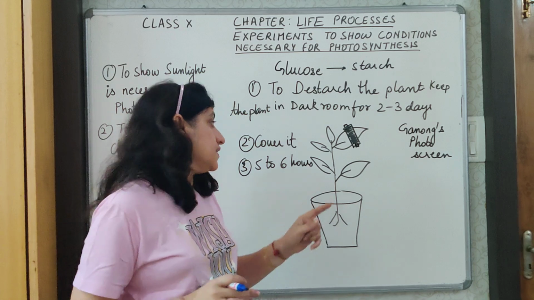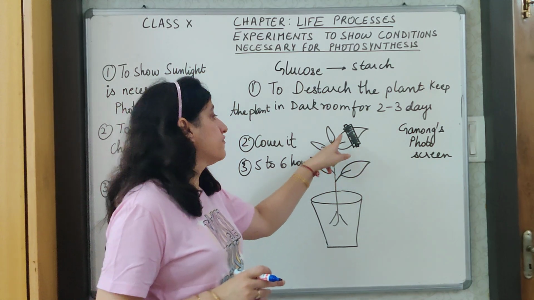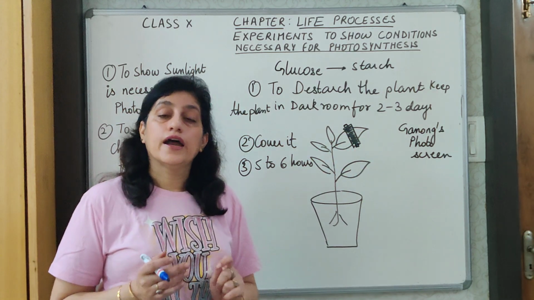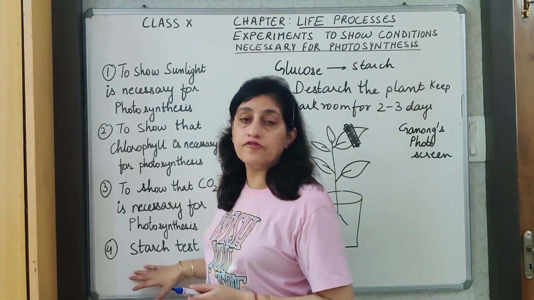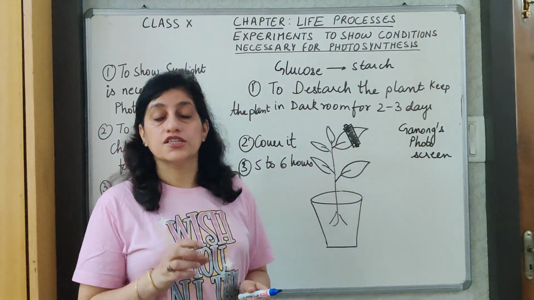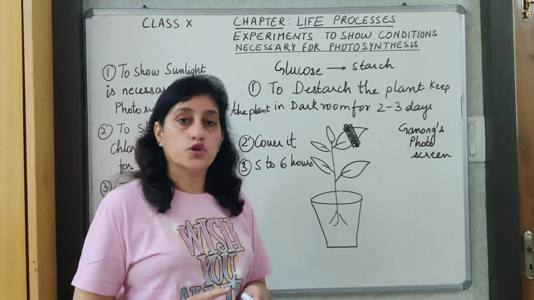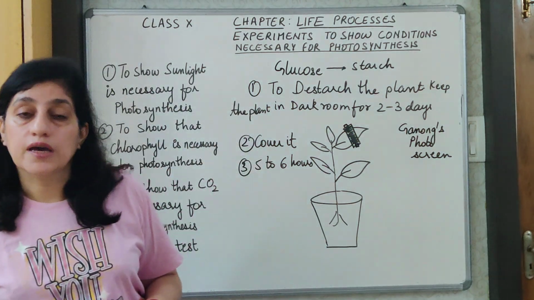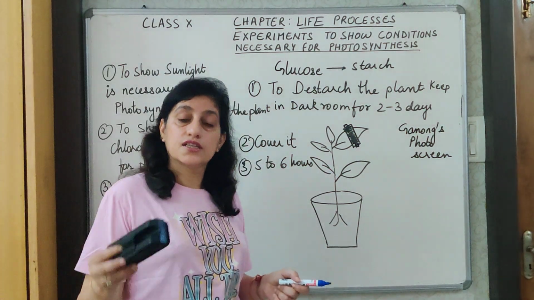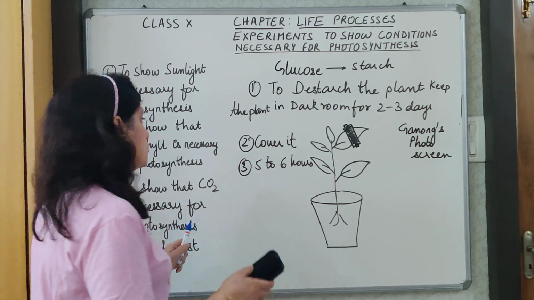After 5 to 6 hours, we will pluck this leaf, okay? We will remove this screen, and now we have to perform the starch test on this leaf to check whether starch has been formed or where starch has been formed and where not. Is it clear? Now we are coming to the steps of the starch test.